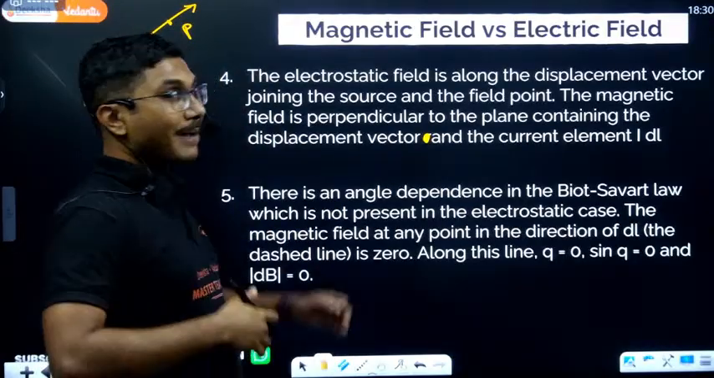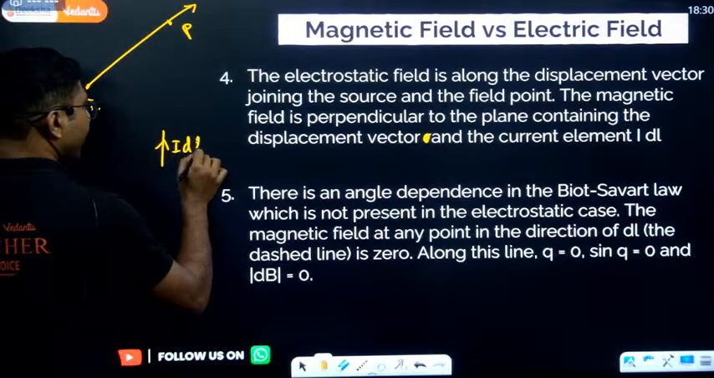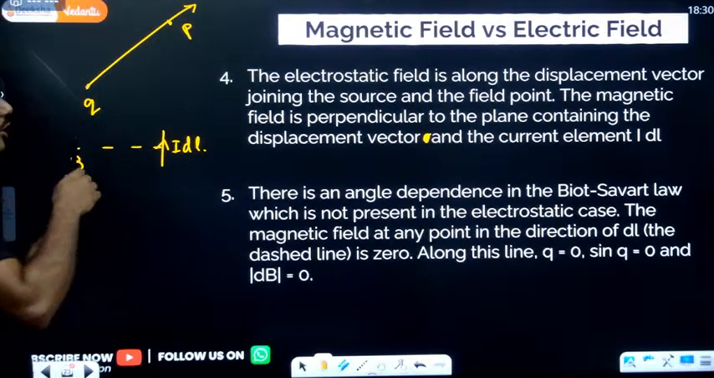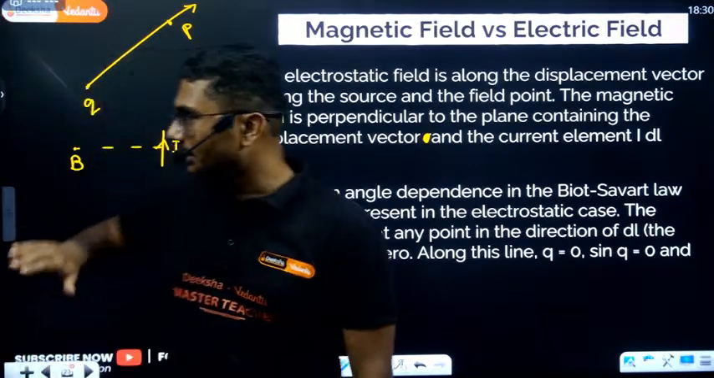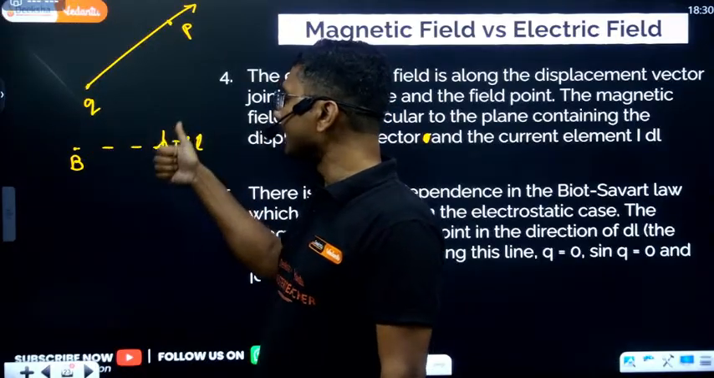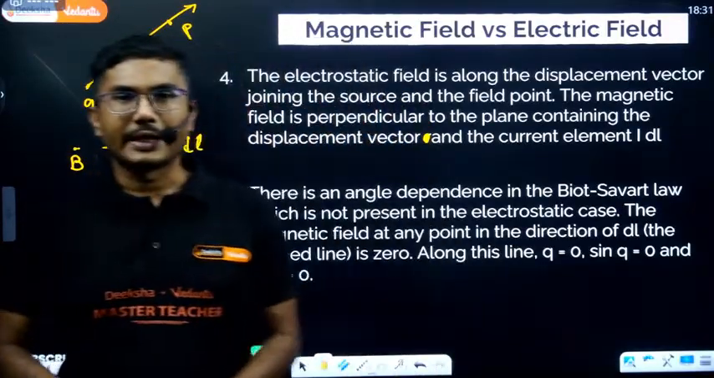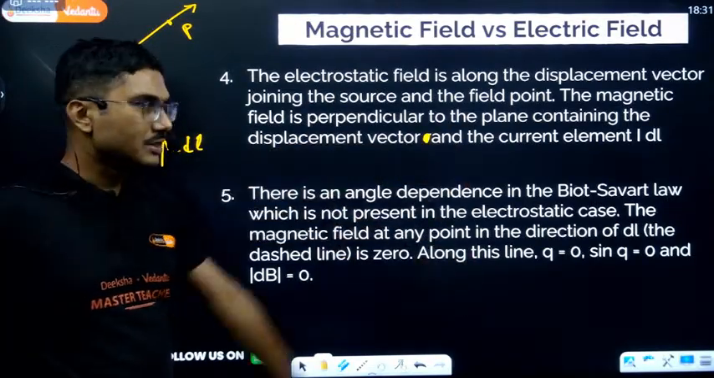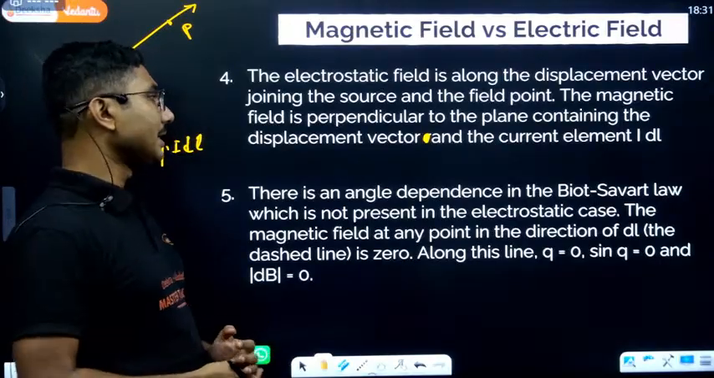But for the magnetic field, suppose this is the direction of I dl, and you are trying to find the magnetic field at this point P. It is not simply along the line joining them; it is perpendicular to both I dl as well as the line to point P. In this case, it will be out of the paper. So it is not only perpendicular to I dl, it is also perpendicular to this line, so the common perpendicular is this direction. Remember that in the case of the magnetic field, it is perpendicular to both the current element as well as the displacement vector. There is an angle dependence in Biot-Savart's law, which is not present in the electrostatic case.